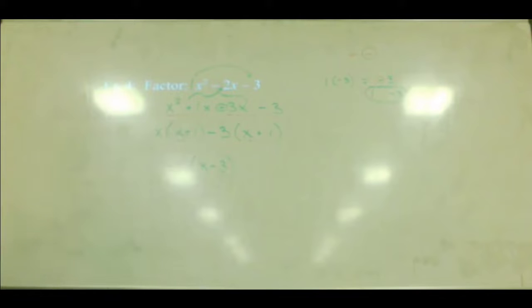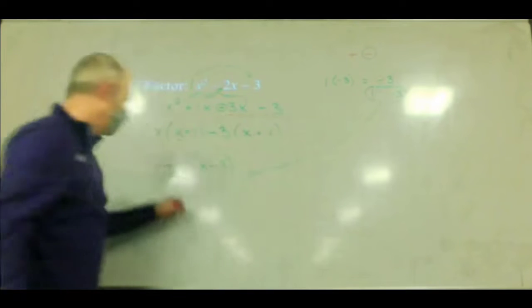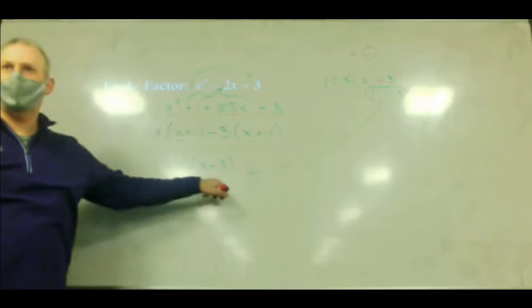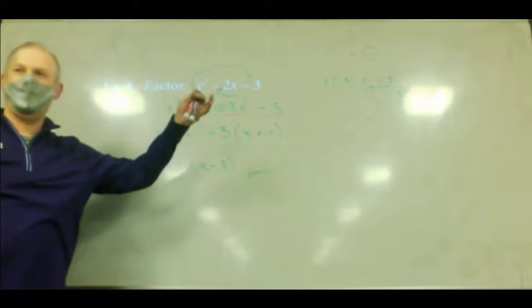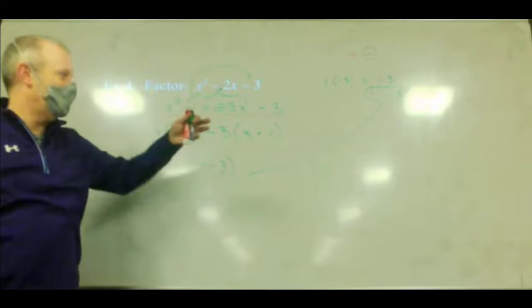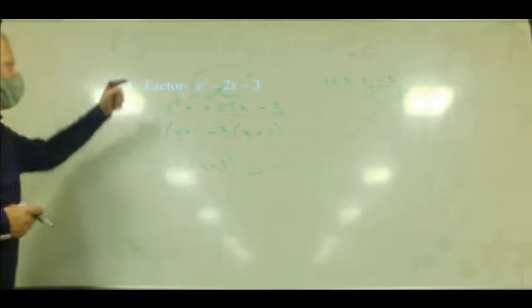Now, some of you who are really paying attention may have noticed that in these two examples, the 1 and the negative 3 went into the parentheses at the end. And in the last one, it was 3 and 4, and it was x plus 3 and x plus 4. That is a little shortcut you can use as long as this first number is a 1.